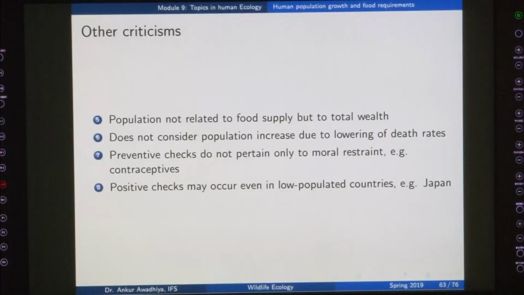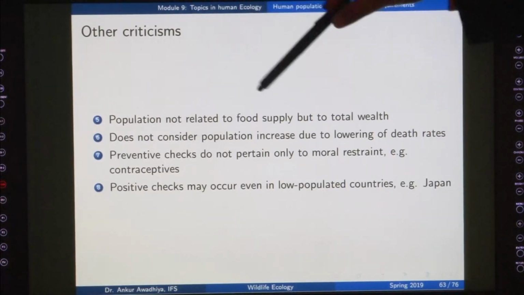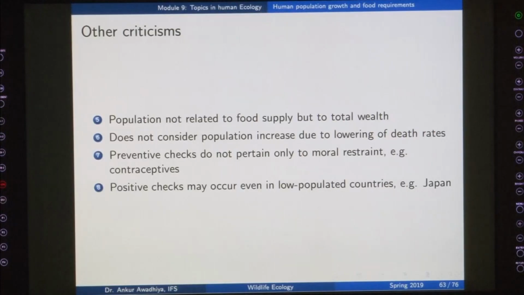But in the case of Malthus' time, we did not have this understanding, and so Malthus only related population growth to the food supply. He was not able to relate it to wealth, which we now know is the actual cause of population increase or decline. Malthus also does not consider population increase due to lowering of death rates. That is, with new technologies and modern medicine, we were able to reduce the death rates even further, and the Malthusian theory does not take this into account.